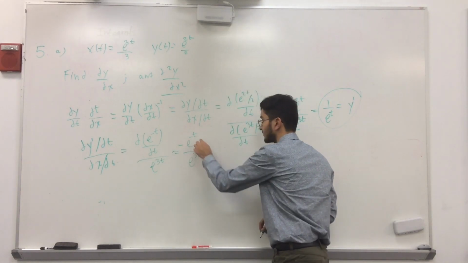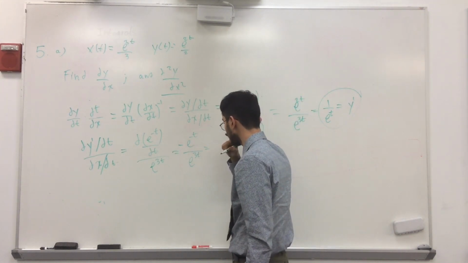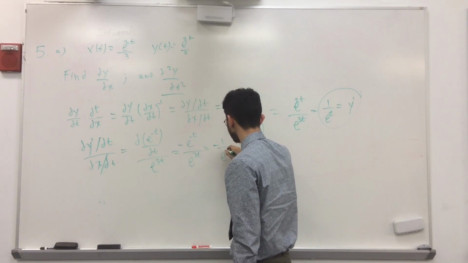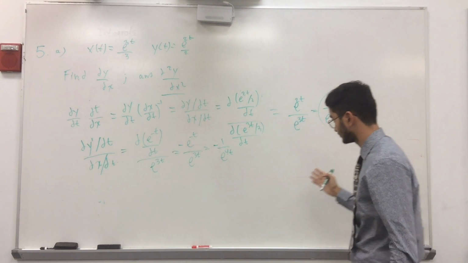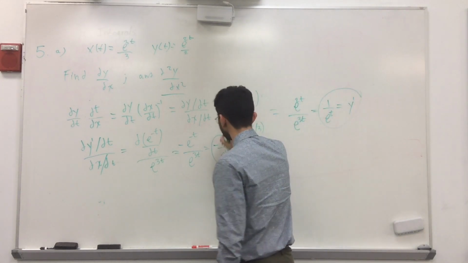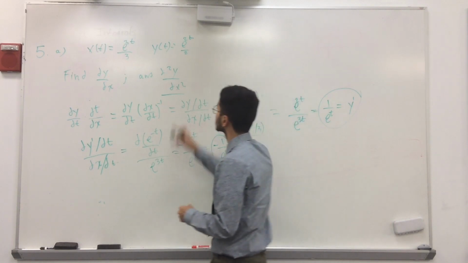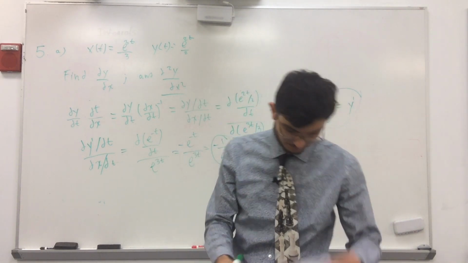Of course, negative t minus 3t is negative 4t on the bottom, right? So that's going to be negative 1 over e^(4t). Okay? So this is going to be the second derivative with respect to x of the function, using parametric curves.